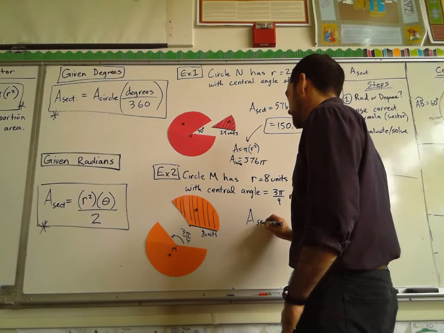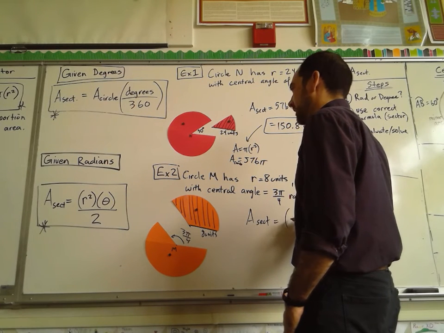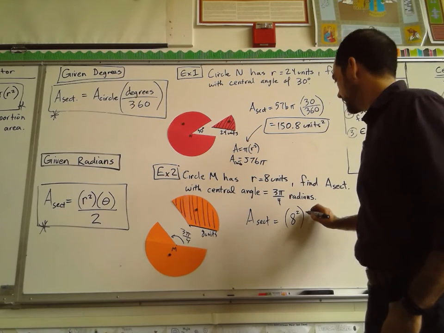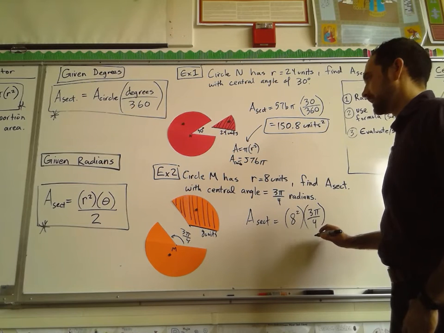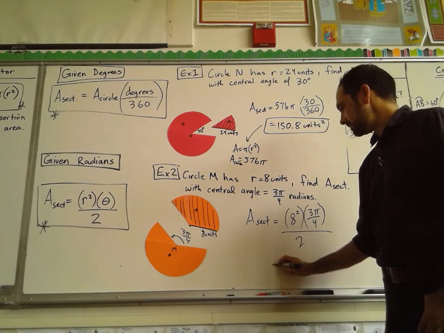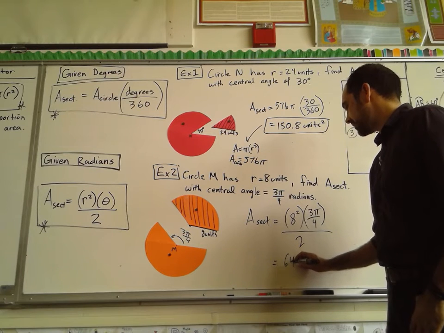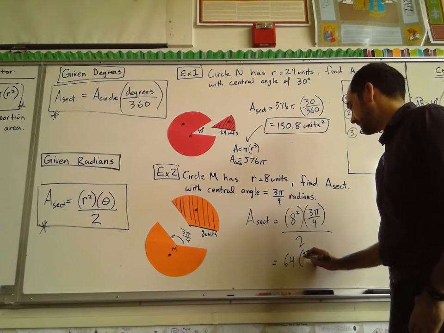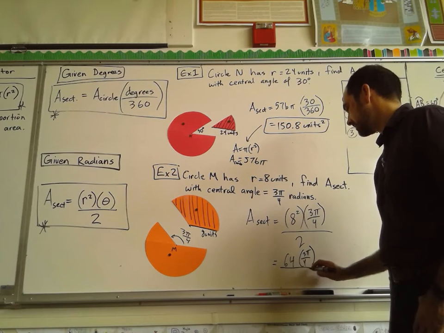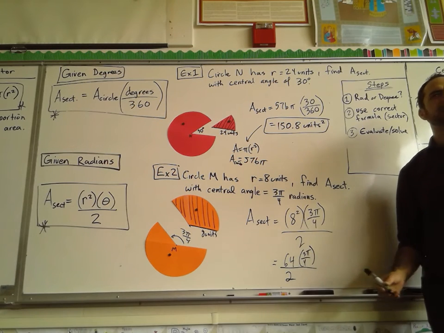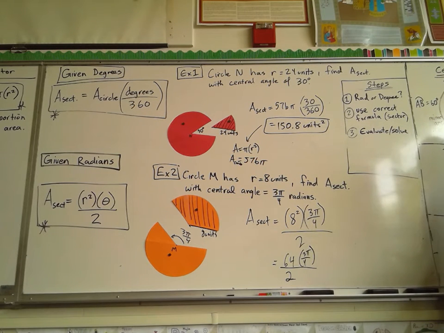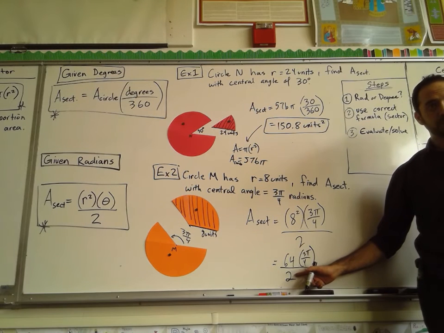So the area of the sector is, let's see, r squared, 8 squared, times the angle, which is in radians, 3 pi over 4, over 2. So I'm going to show you a way to simplify this that will help us. Is there anything that I could simplify in this to make it just a little bit easier? What could I simplify? The 2 here? And what else?